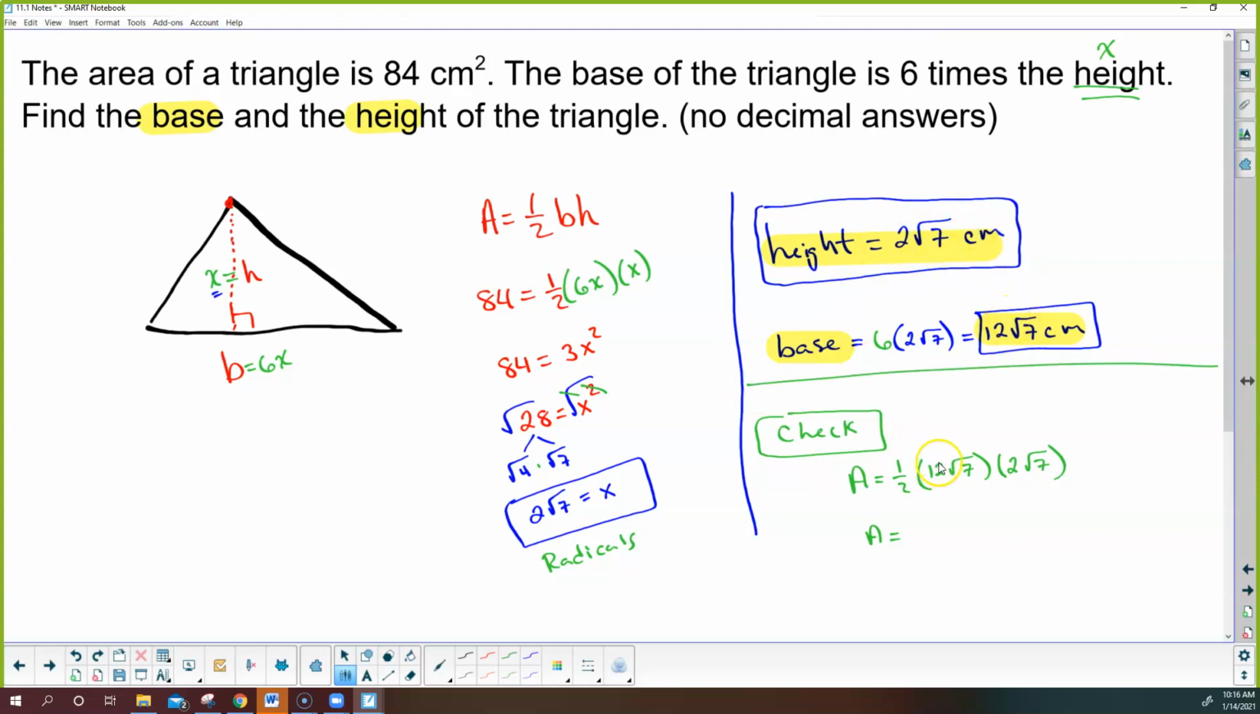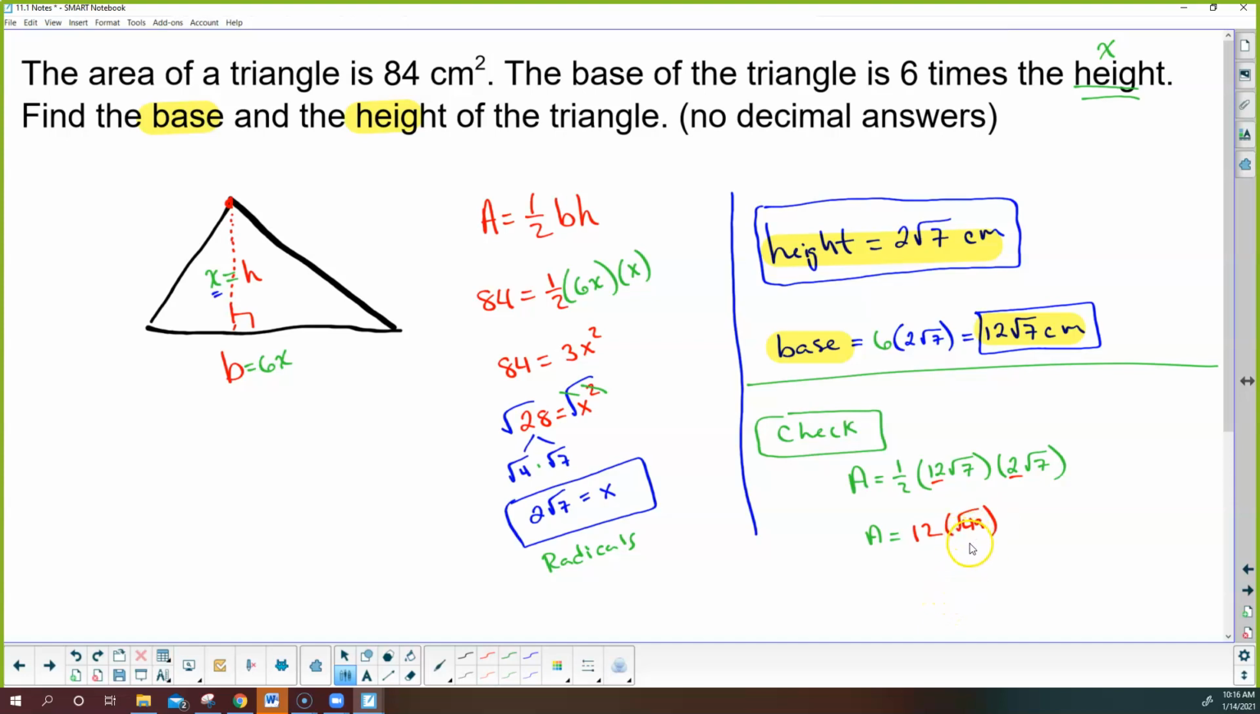So I just want to check one half base times height. Well, there's a couple ways to think of this. What if I took the numbers here, the 12 and the 2? Those multiply together to give me 24, and half of that is 12. So I'd get 12 there, and then I get the square root of 7 times the square root of 7, which officially is the square root of 49.